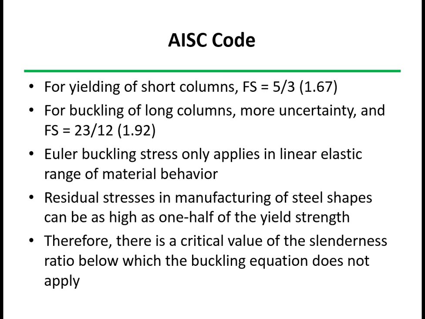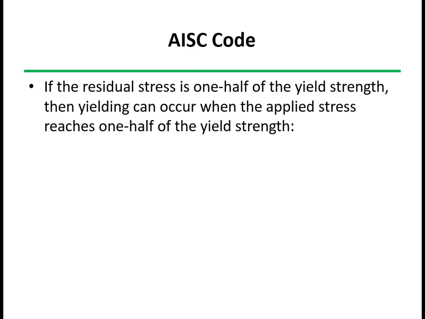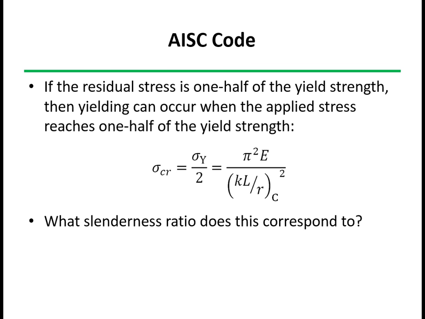So with that in mind, the code picks the critical value of the slenderness ratio, and it's based on the fact that the residual stresses can be half of the yield strength. So if that's the case, then we assume that yielding can occur when the applied stress is half of the yield strength, 18,000 psi in this case. And so we set that equal to our Euler buckling stress and solve that for the critical slenderness ratio. KL/r with the subscript C means critical.